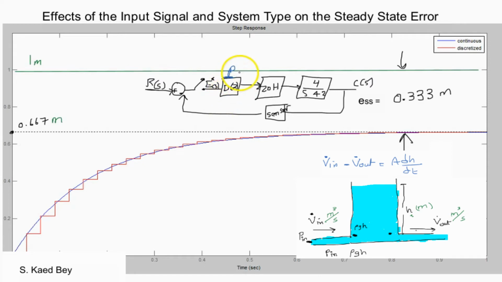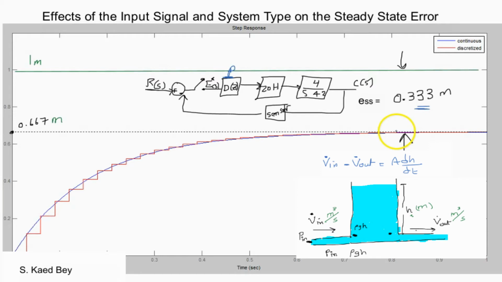Also, by increasing the proportional gain, the steady state error can be reduced. However, to achieve a zero steady state error, the gain would have to approach infinity, which is impractical. Therefore, for a first order system, a proportional controller cannot be used to eliminate the step response steady state error.